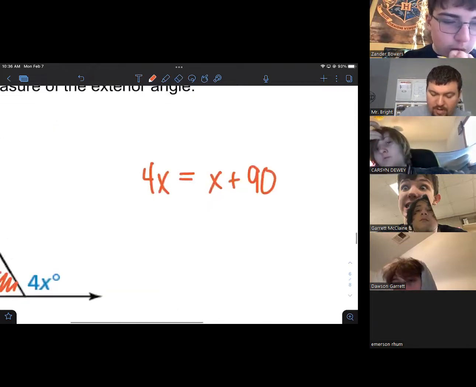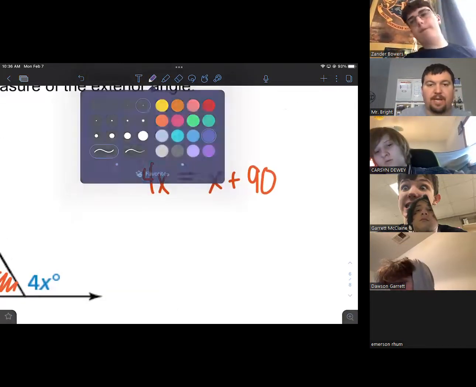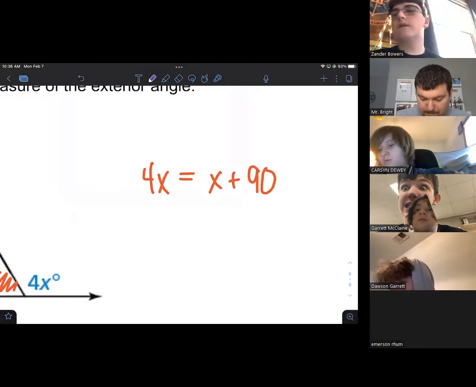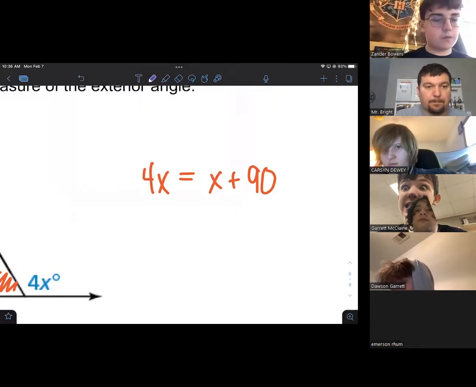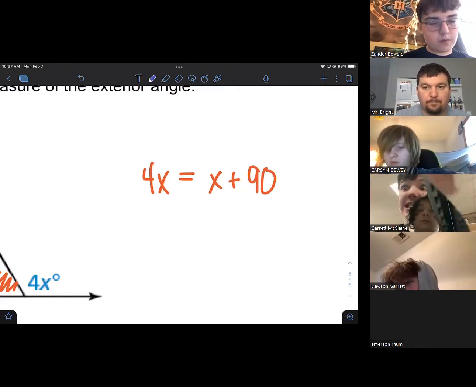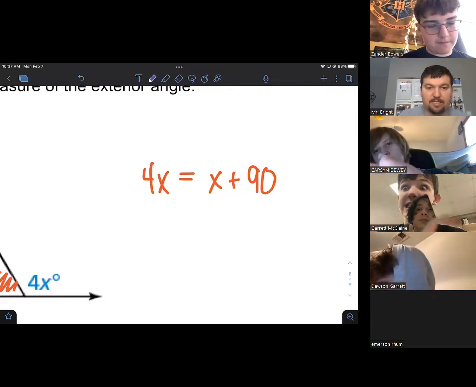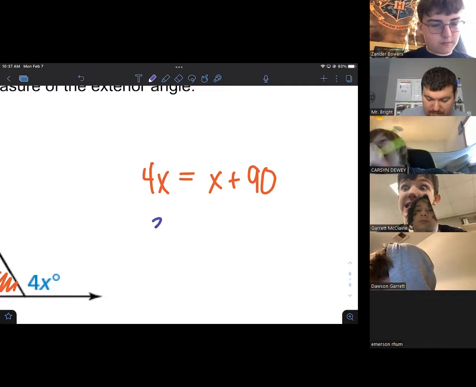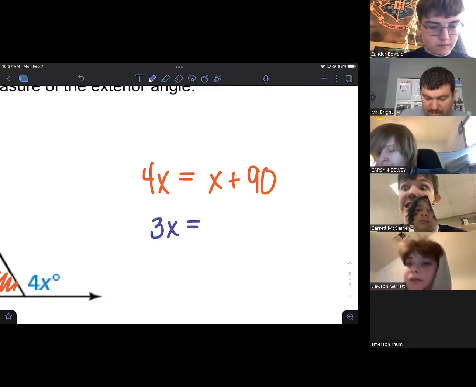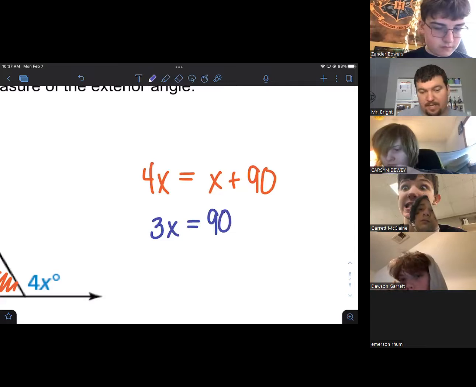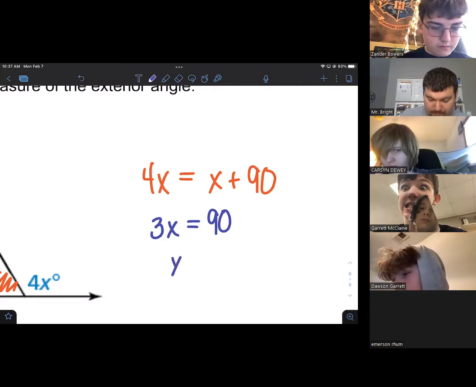So to solve this equation, what do I need to do to both sides? Subtract x from both sides. Thank you. Yeah, subtract x from both sides because you don't want your variable on two different sides. You want your variable on the same side. And so if we subtract x from both sides, that's going to give us 3x. And then that x is no longer there. So just 3x equals 90. Maddox, go ahead and finish it. What's x going to be then?